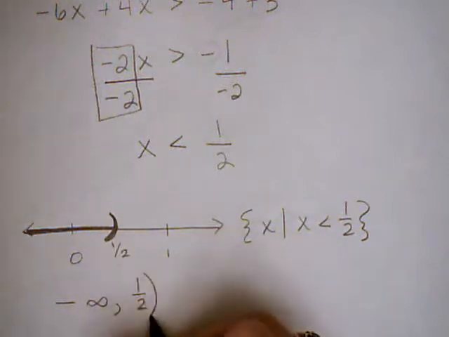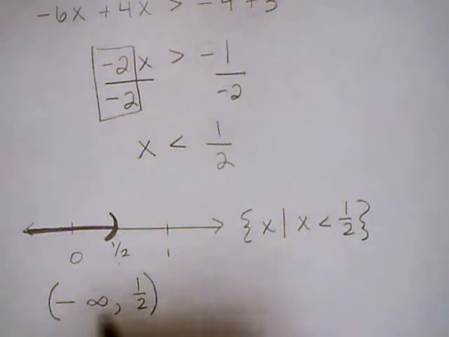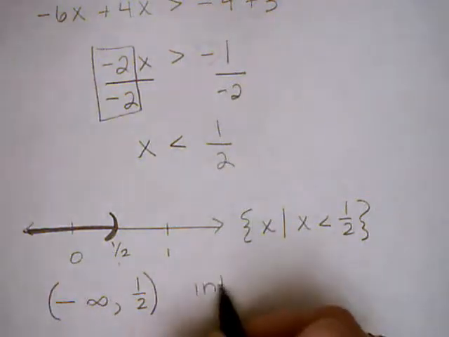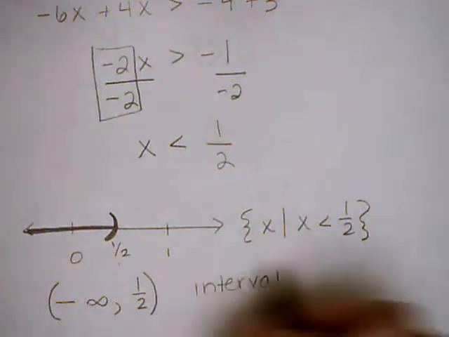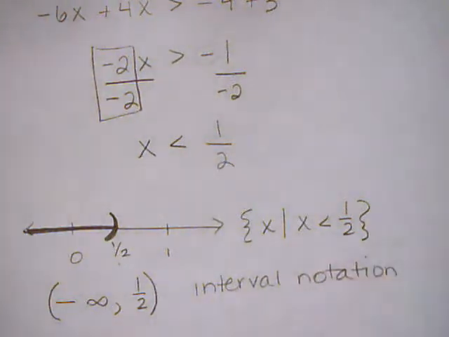So a parenthesis goes around 1/2. Parenthesis always goes around negative or positive infinity. So this would be my interval notation, from negative infinity up to 1/2.